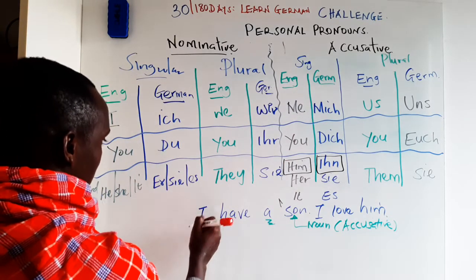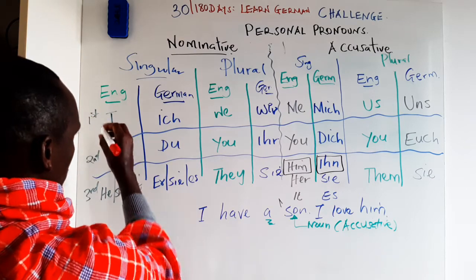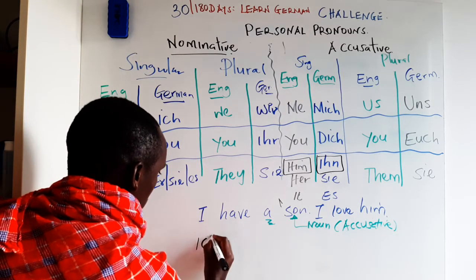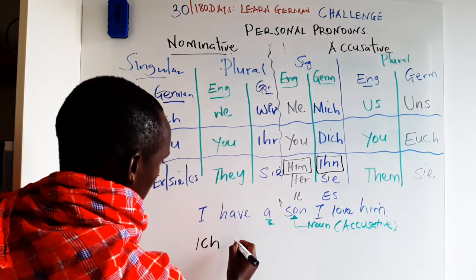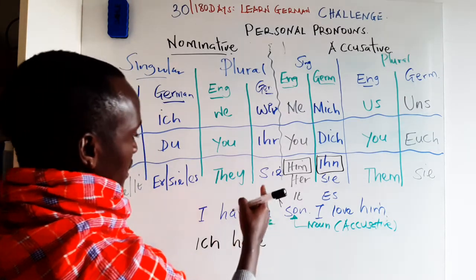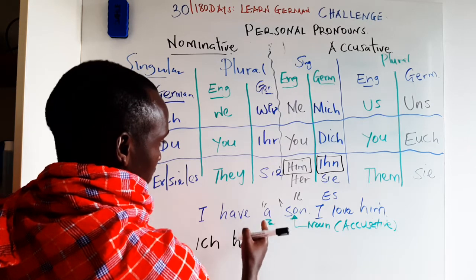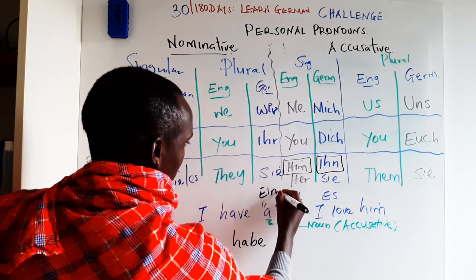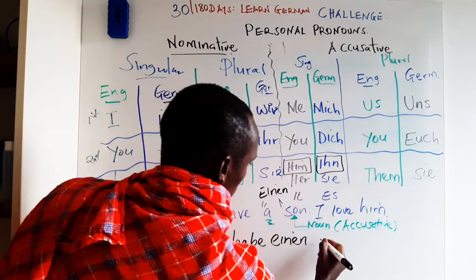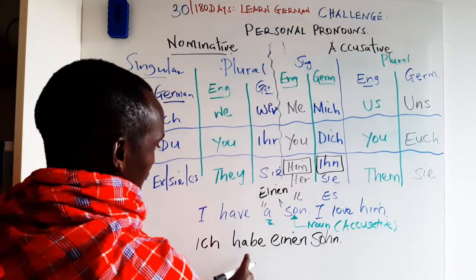So I is this one. This is the nominative personal pronoun. So let me use the black pen. This one will be ich, ich habe, ich habe. We talk about this one. Because it's masculine and it's accusative, it will be einen. Okay? Ich habe einen Sohn. Ich habe einen Sohn.